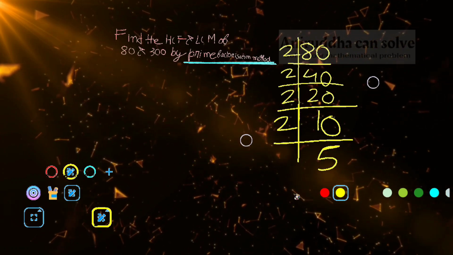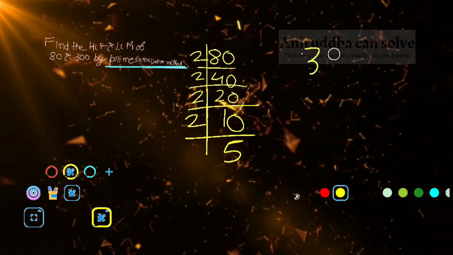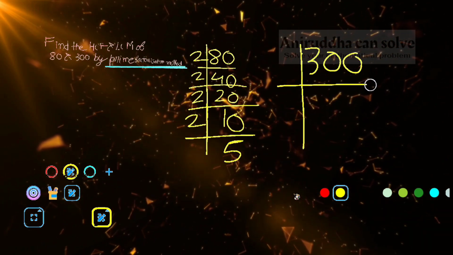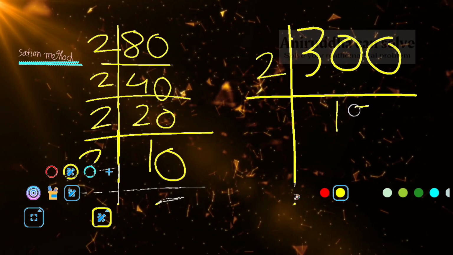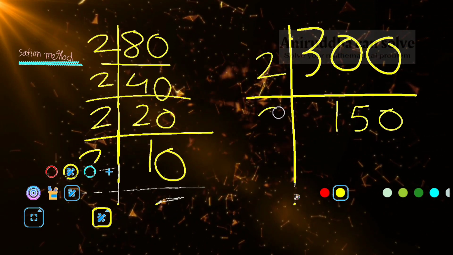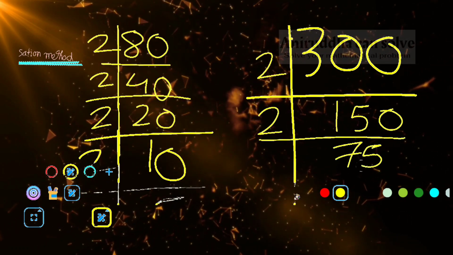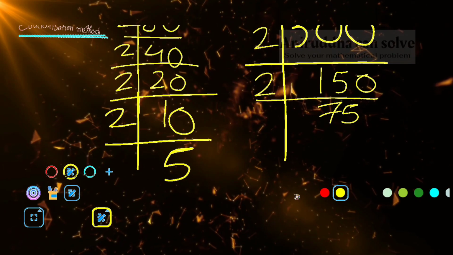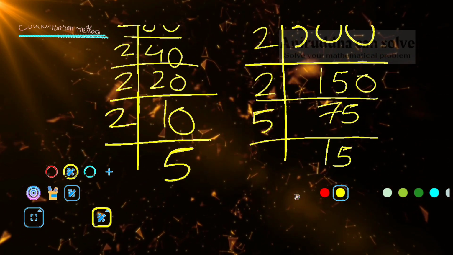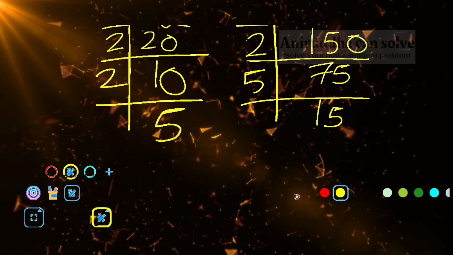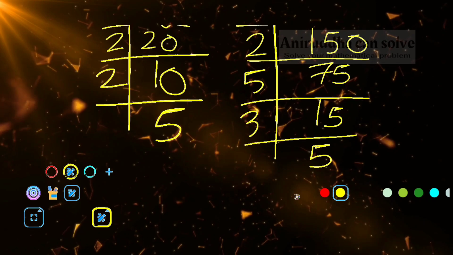Now let's do the prime factorization of 300. Dividing by 2 gives 150, again by 2 gives 75, then by 5 gives 15, and then by 3 gives 5.